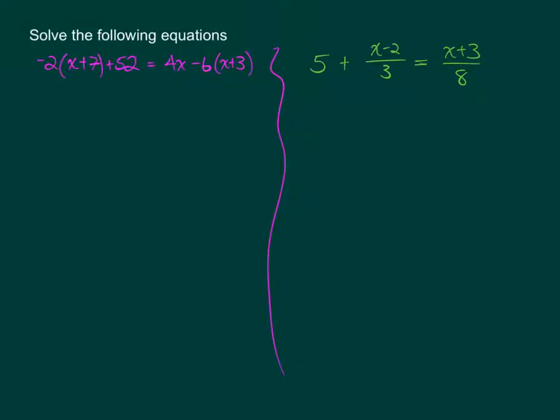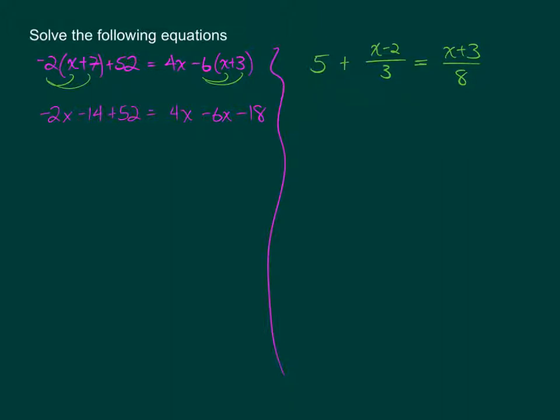Solve the following equations. Again, this example here on the left is going to be done similarly to the last two examples. What I'm going to do here is distribute this -2 and distribute this -6 on the left. That leaves me with -2x minus 14 plus 52 equals 4x minus 6x minus 18.